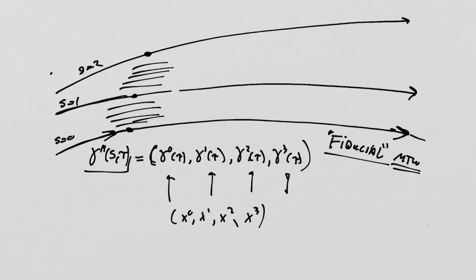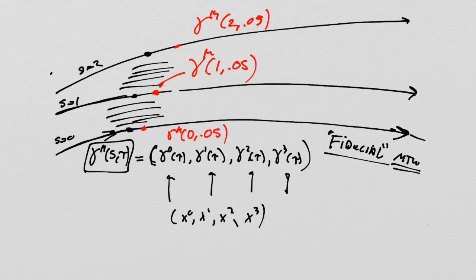So now I have a single function of two variables that can tell me, for any value of tau and any selected geodesic s, the point in space-time corresponding to a certain value of tau and s. So this would be gamma of 1 and, say, 0.05, right? That would be that point right there. Likewise, this would be gamma mu of 2, 0.05, right here. And this point here might be gamma mu of 0, 0.05, right?